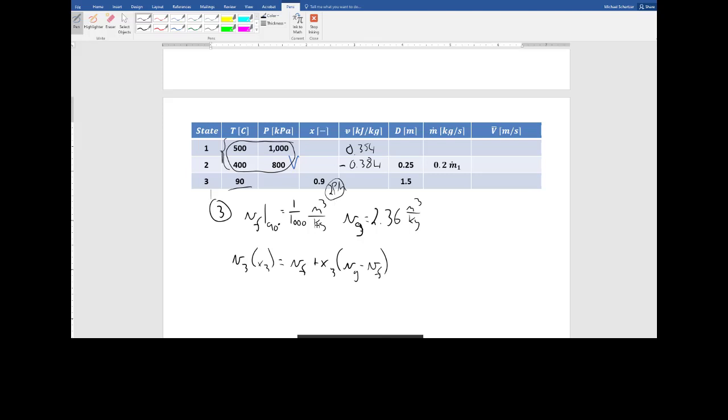But if I take 2.36 minus 1 divided by 1,000 times 0.9 plus 1 divided by 1,000, I get 2.124 meters cubed per kilogram. Does it make sense how we fixed these three states?